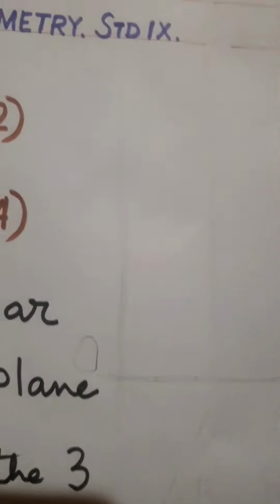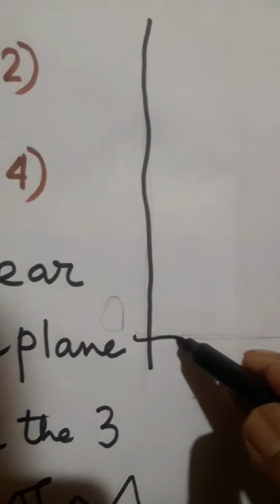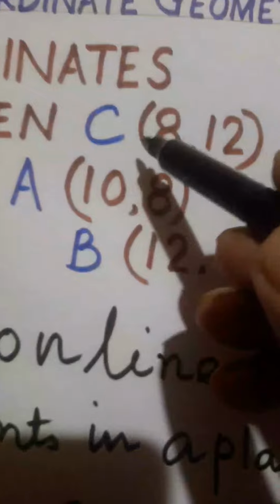Well, in doing so, we shall first try to roughly locate the position of the points. So let us draw the coordinate axes very roughly, just to get an idea about the location of the points. So this is our origin O, this is Y, and this is X. So our first point C is 8, 12. It will be somewhere here.